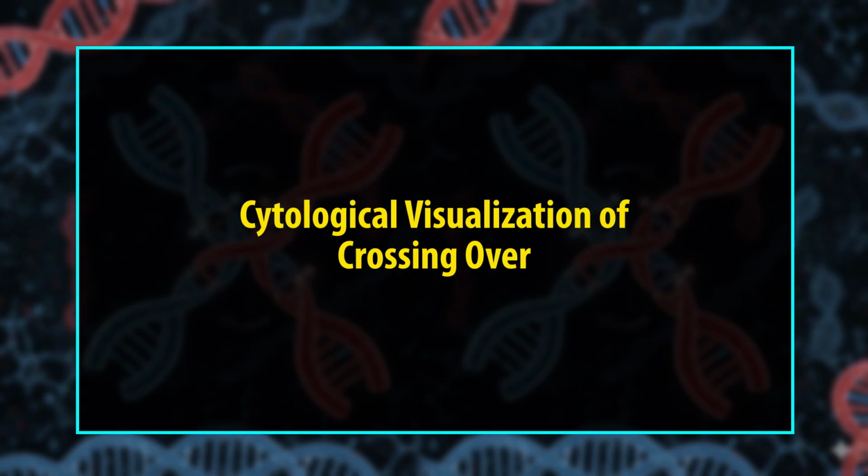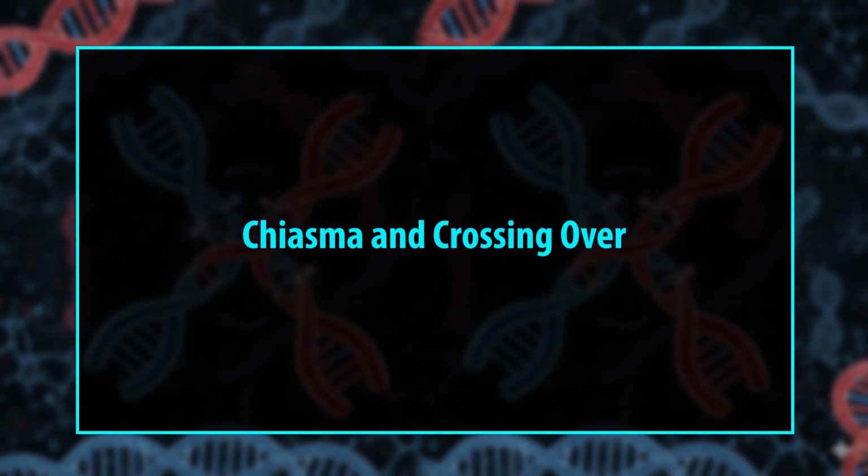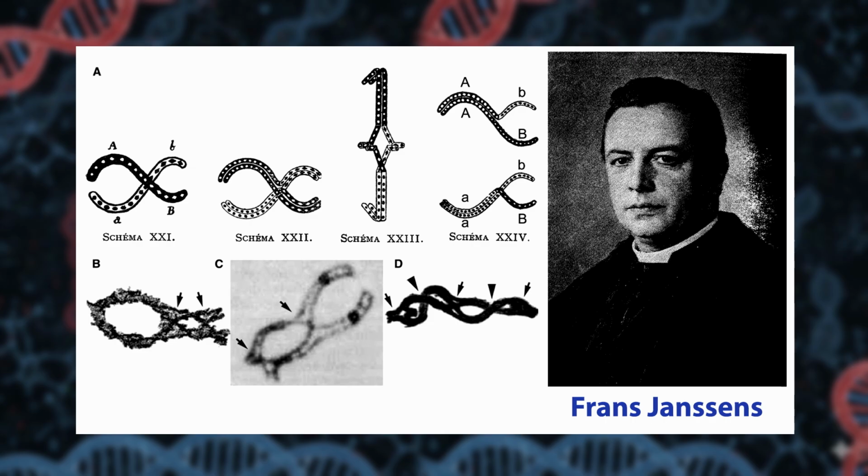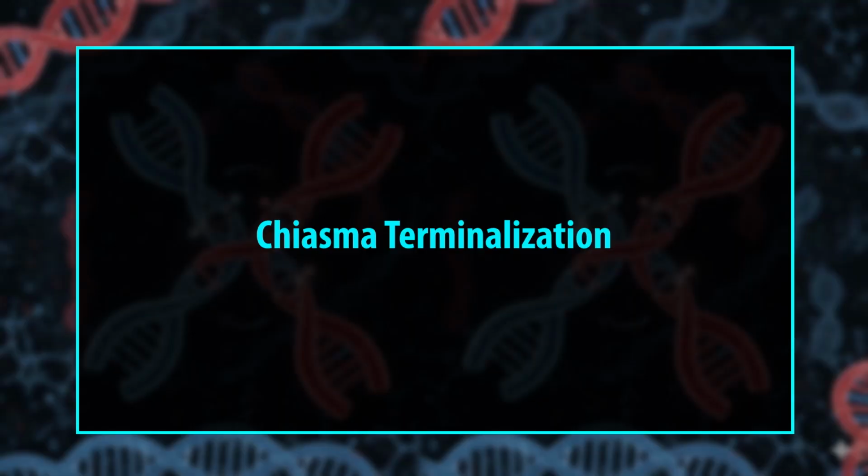Moving on to cytological visualization of crossing over. Chiasma and crossing over. A chiasma is the visible point of exchange between non-sister chromatids of homologous chromosomes during meiotic prophase, first described by Janssens in 1909. Based on position, chiasmata are terminal at the ends or interstitial within the chromatids. The number of chiasmata per bivalent varies with chromatid length and may involve 2 to 4 chromatids.